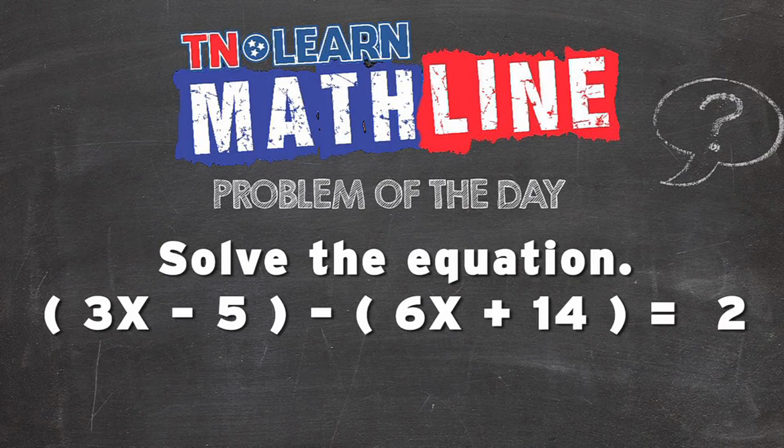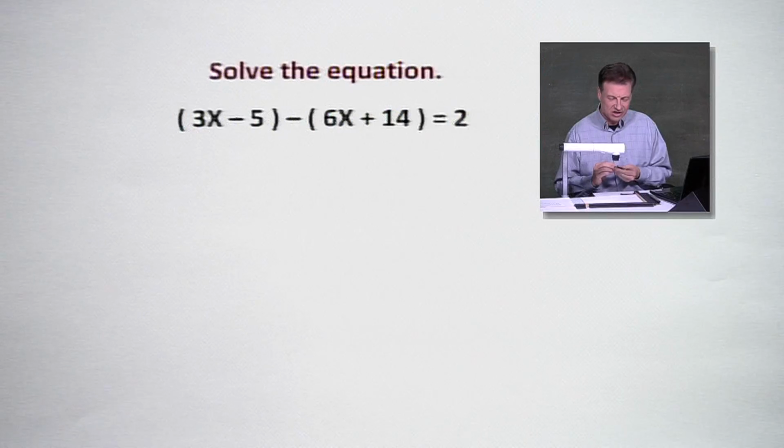Solve the equation, and in the parentheses we've got 3x minus 5, and we're going to subtract 6x plus 14 in another parenthesis, and that will equal 2, all right? So again, solve the equation: (3x minus 5) minus (6x plus 14) equals 2. See how this is going to work out, all right? Let's take a look at it.